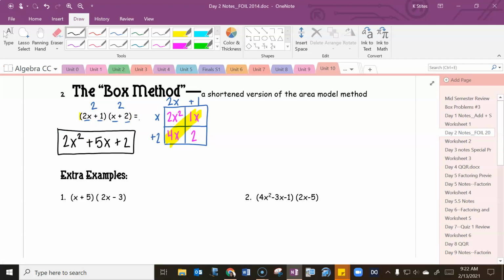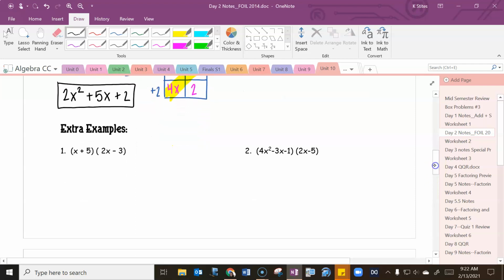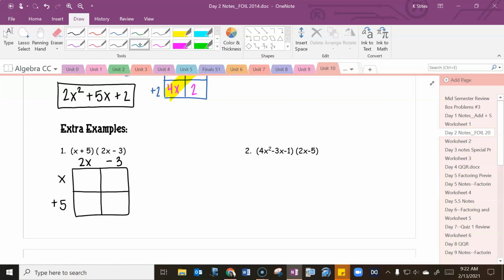Okay, let's try another one. So again, 2 terms and 2 terms, go ahead and make a 2 by 2 box. x and 5, 2x and minus 3. And again, notice I switched it this time. It doesn't matter which side you put them on. All right, and then you're just going to go ahead and multiply.